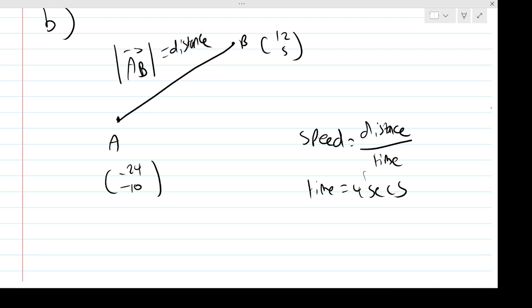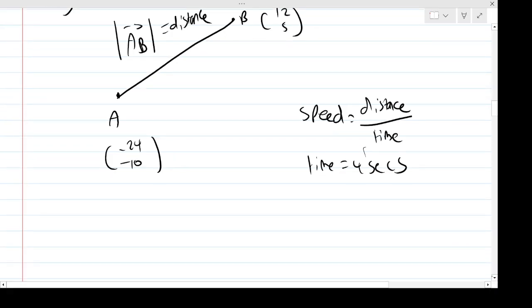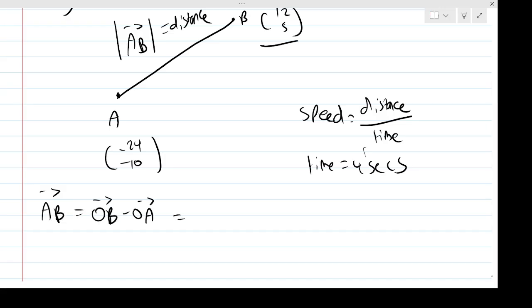So, or alternatively, you could convert these into points and then just do the distance between the 2 points. Either works, okay? But in terms of vectors, the vector AB, again in terms of position vectors, is OB take away OA. So that's 12, 5 take away minus 24, minus 10. So 12 minus 24 would then be 36, and 5 minus 10 is 15.